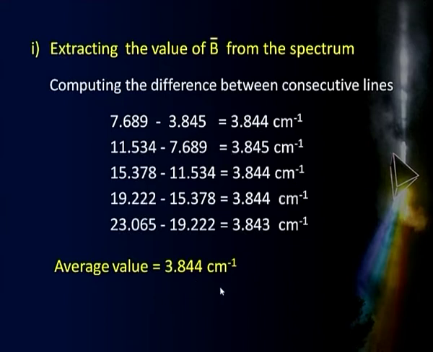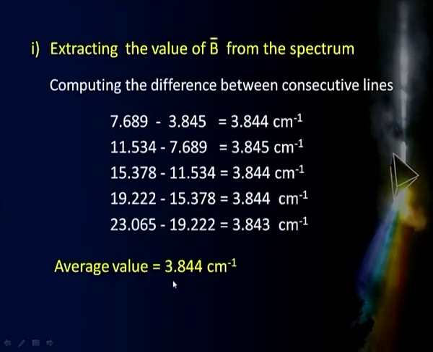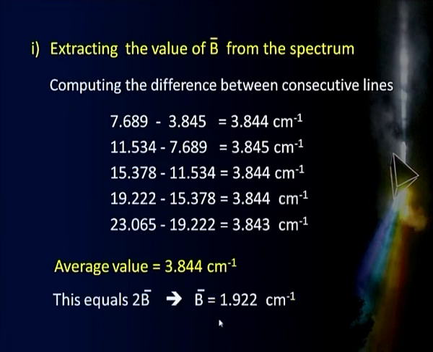And we know from our understanding of what we talked about earlier that these lines are going to be at a spacing of 2b bar. So, this average value which I have got here represents 2 times the rotational constant, and from this I can compute the rotational constant, that is b bar, to be equal to 1.922 centimeter inverse. So, that is the first step. That means from the spectra which I obtained from experiment, I have got the value of my b bar, the rotational constant. Okay. That is my step 1.